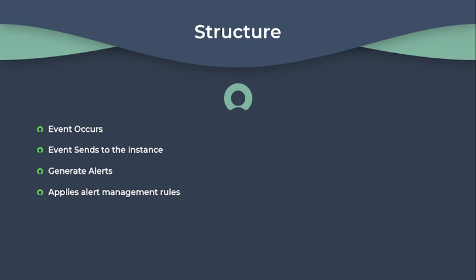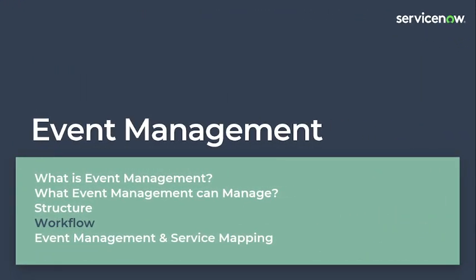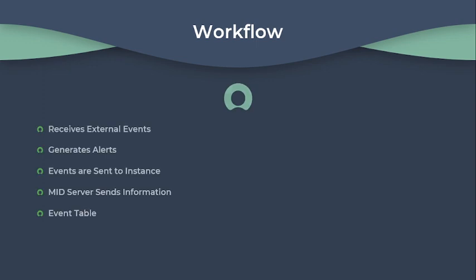Events are collected in two different ways, pull and push. Then workflow. Event management receives external events and generates alerts based on the event and alert management rules. Events are sent directly to your instance using an email server script, SNMP trap, or a web service API. The corresponding alerts appear on the dashboard for tracking and remediation purposes.